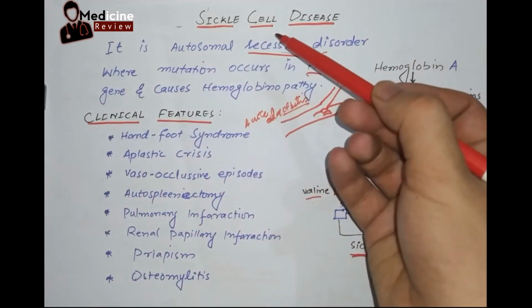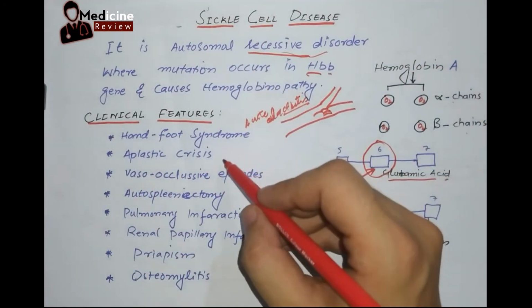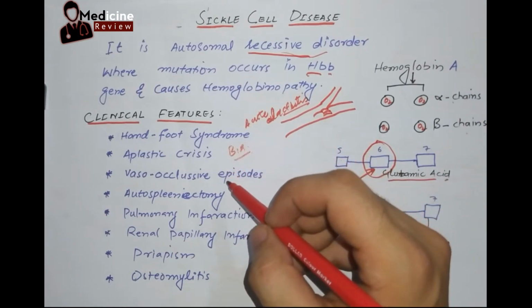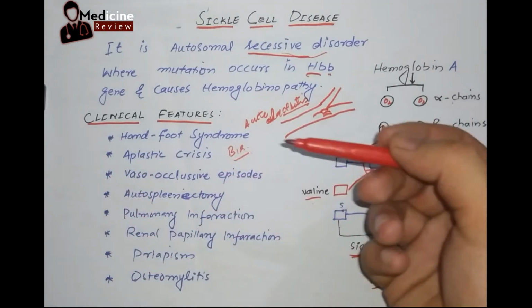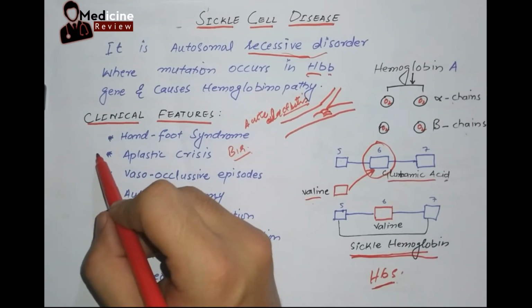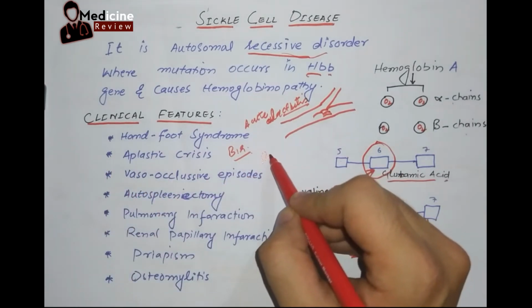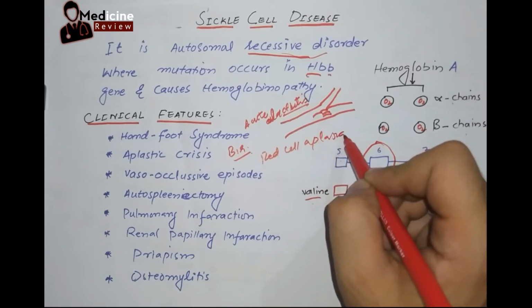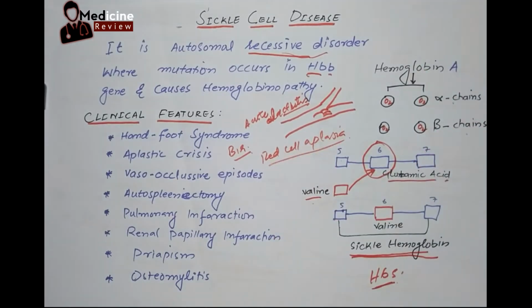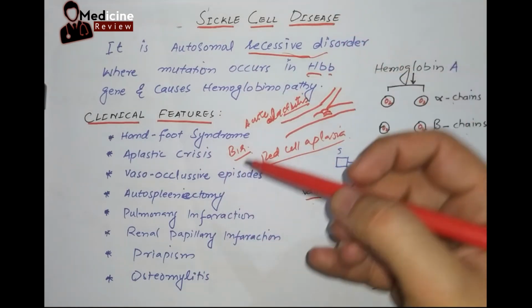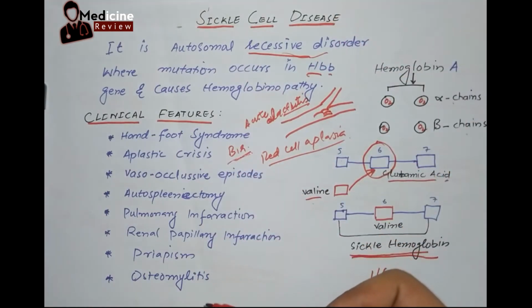Another is aplastic crisis. In sickle cell anemia, when parvovirus B19 infection occurs, it causes a red cell aplasia. This is in fact a misnomer. This is not an aplastic crisis; we should say this is a red cell aplasia. Only the RBCs will not form, while all other lineages will be normal. So aplastic crisis in sickle cell anemia is caused by parvovirus B19.